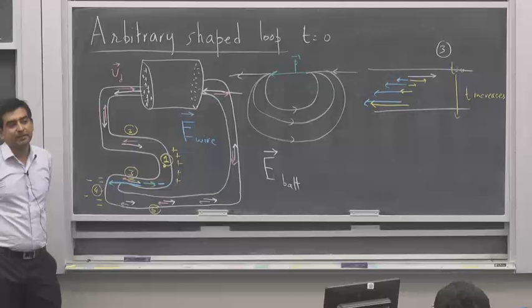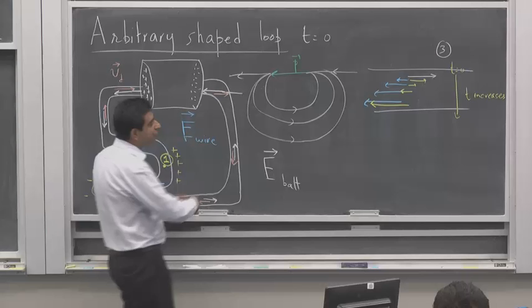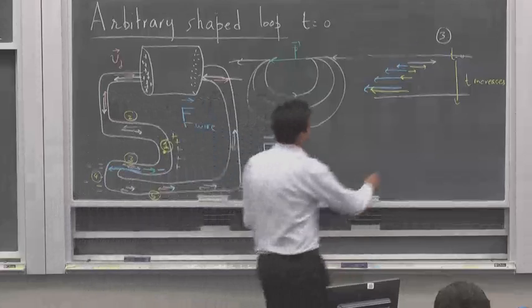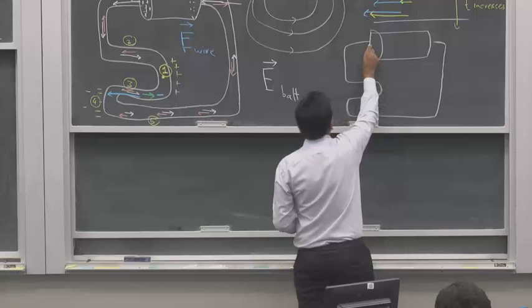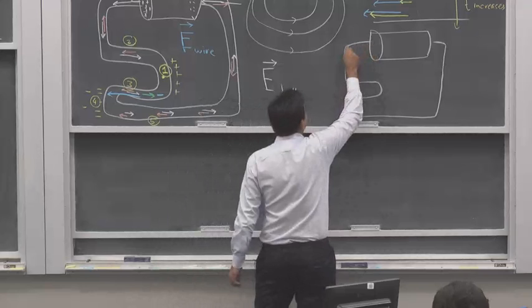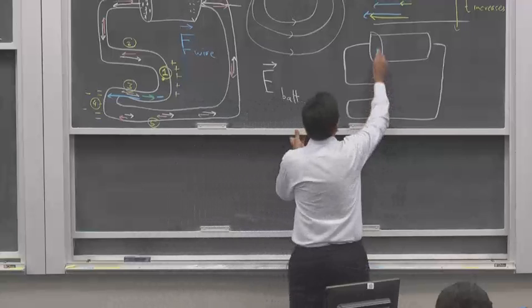And let me draw the circuit. Let me try drawing this distribution of charges approximately. Now for ease, I'm just going to draw a single wire. I mean, this is just a thick wire. Now if I were to draw the distribution of charges, let me draw these in blue.